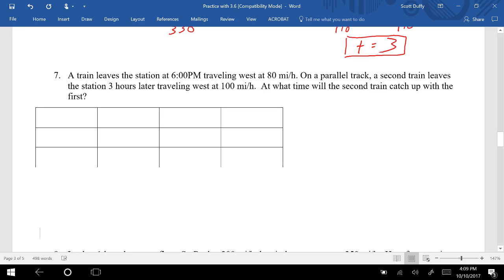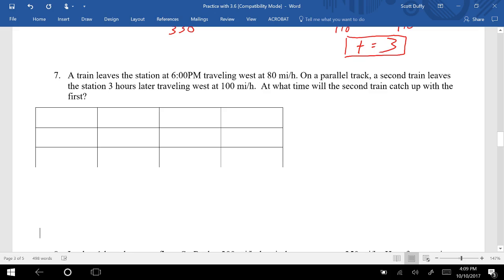Train leaves the station at 6, going west at 80 miles per hour on the parallel track. The second train leaves the station 3 hours later, traveling west at 100. At what time will the second train catch up with the first? So basically, at what time will the distances be equal?